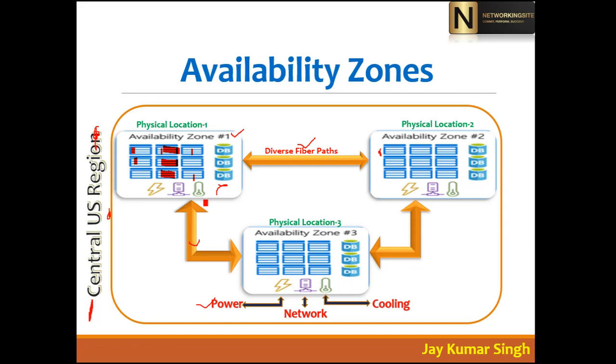So what Azure did, Azure said okay, no problem. In Gambia there is one location, Banjul. One is Senegambia and one is Fazara. So let's keep one data center in Banjul, one data center in Senegambia, one data center in Fazara. And each data center will have separate power, separate network, separate cooling system.